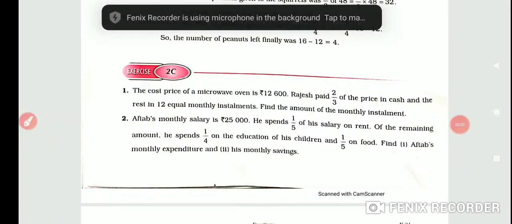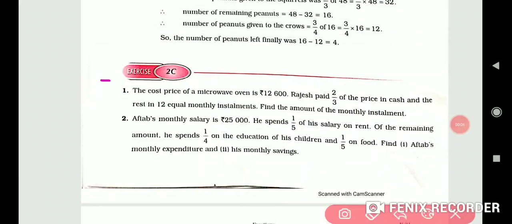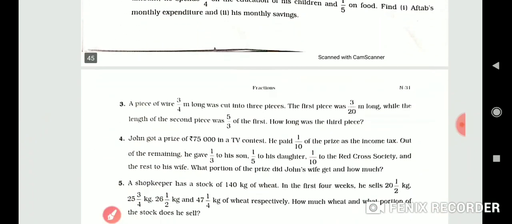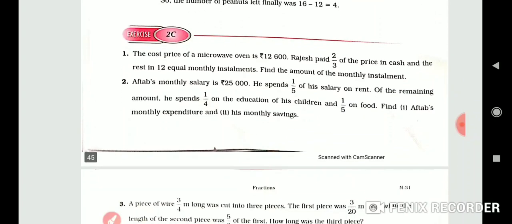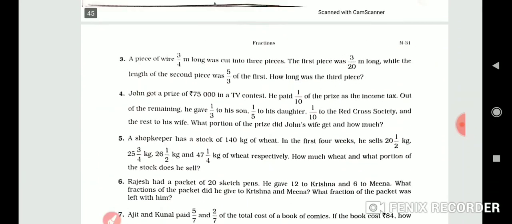Good morning, students. So today I will teach you Exercise 2C, and this exercise is completely based on word problems. Some of the word problems I will solve and the rest you have to solve by yourself. So I will explain these word problems through these sums.